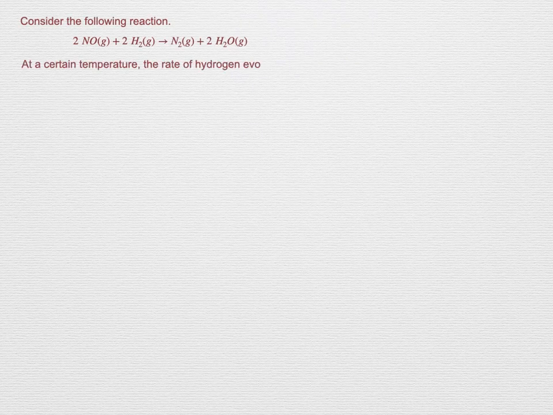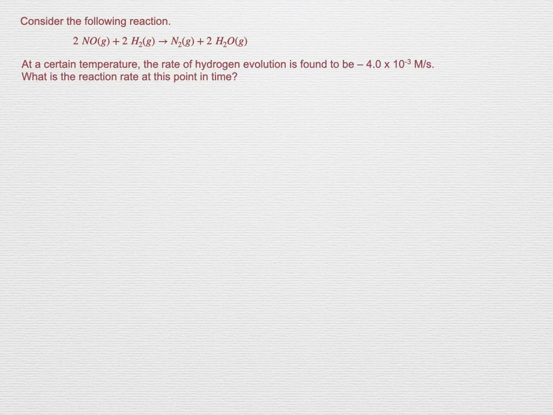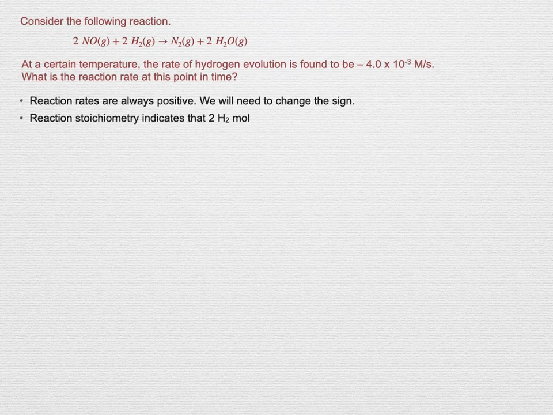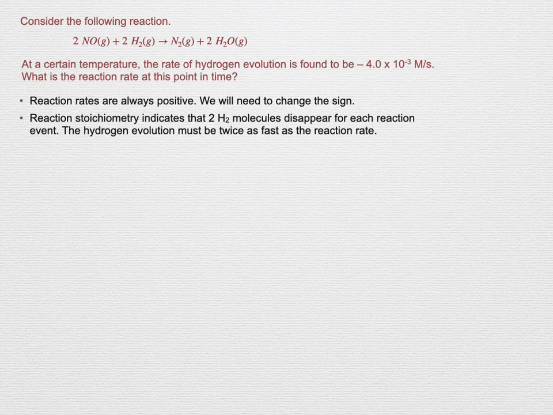For the following reaction between nitric oxide and hydrogen at a certain temperature, it was found that the rate of disappearance of hydrogen was minus 4 times 10 to the minus 3 molar per second. What was the rate of the reaction at this time? Two things to remember. A reaction rate is always positive, so the negative rate measured for the hydrogen loss must have its sign changed because the reaction is always viewed as going forward. Also, as shown by the reaction stoichiometry, 2 hydrogens disappear for every full reaction event. So the reaction rate must be 1/2 the hydrogen rate. Reaction rate is equal to 2 times 10 to the minus 3 molar per second.